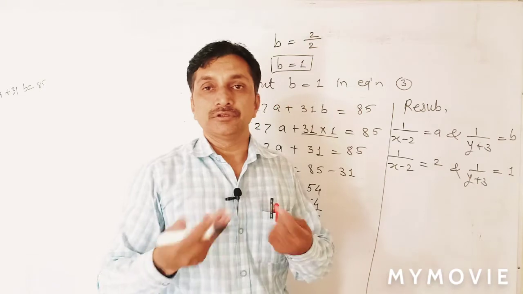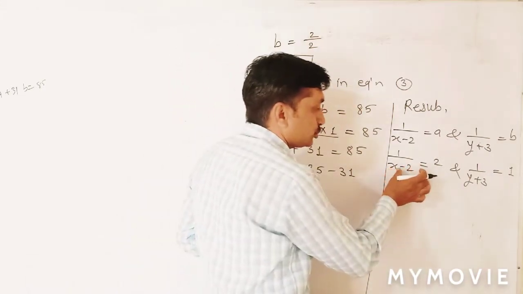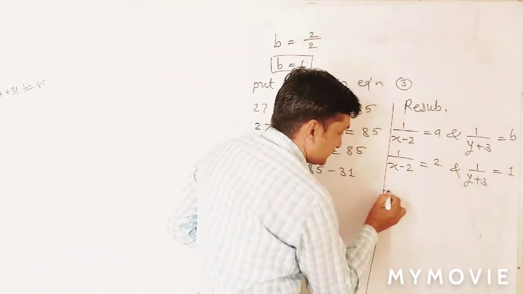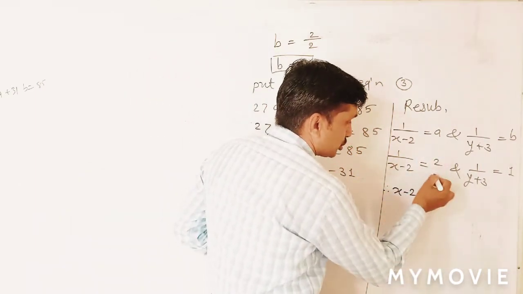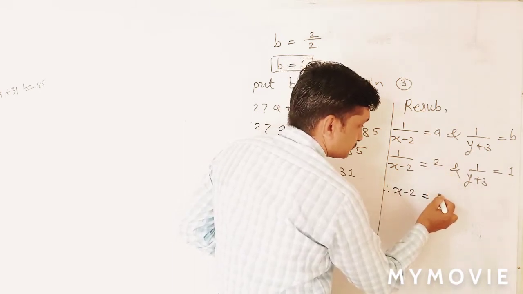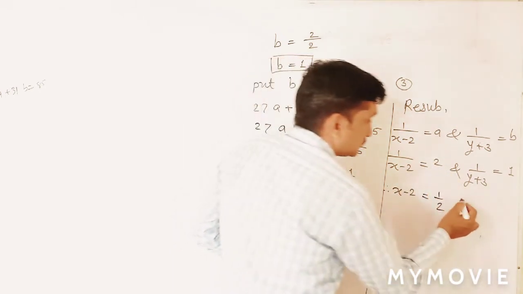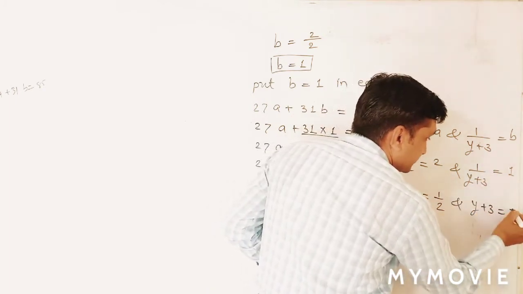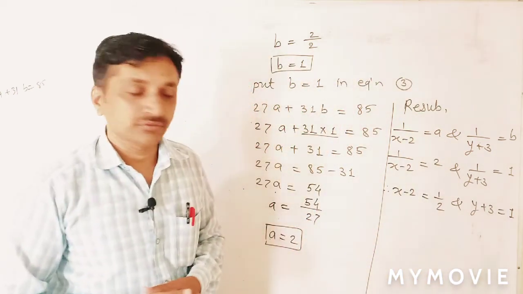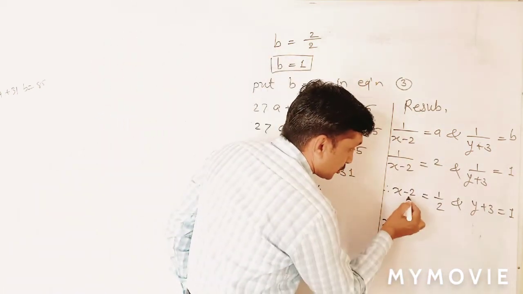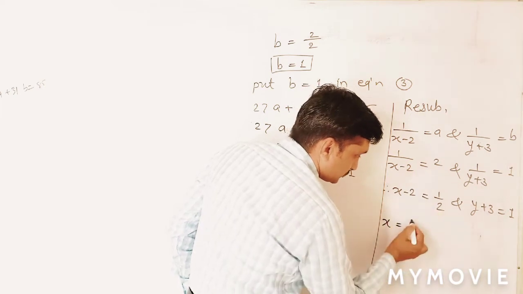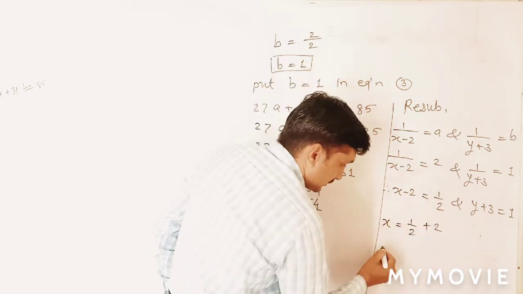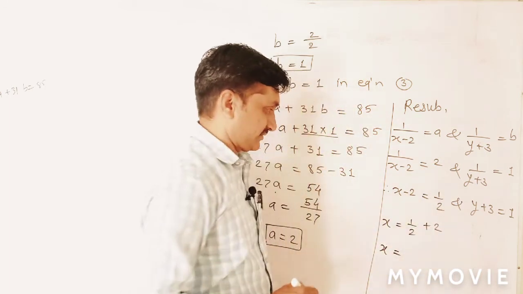Now here these are in the denominator. For that we want invertendo. By invertendo we mean we have to take reciprocals of both sides. Reciprocal of this is x minus 2 and reciprocal of this is 1 upon 2, and reciprocal of this is y plus 3 and reciprocal of 1 is 1 itself. Now by transferring we get the value of x. Now transfer this minus 2 there, right side 1 upon 2 plus 2. Minus 2 is transferred, x is equal to, now solve this and find the value of x.